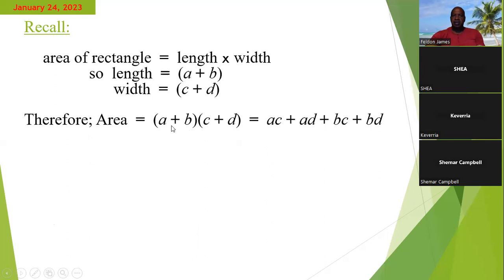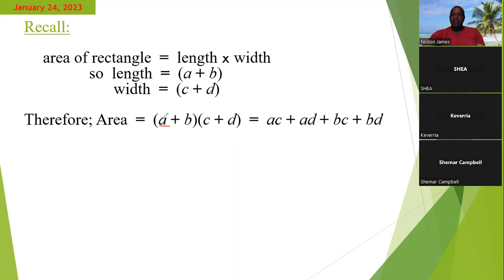So A plus B times C plus D, to multiply them out, you would have to apply the distributive law. Remember, when you're using the distributive law, you take what is outside the bracket, multiply what is inside the bracket. But in this case, we're using the terms in the first bracket as what is outside the bracket. So each of these terms, we're going to use them once with the second bracket, applying the distributive law.